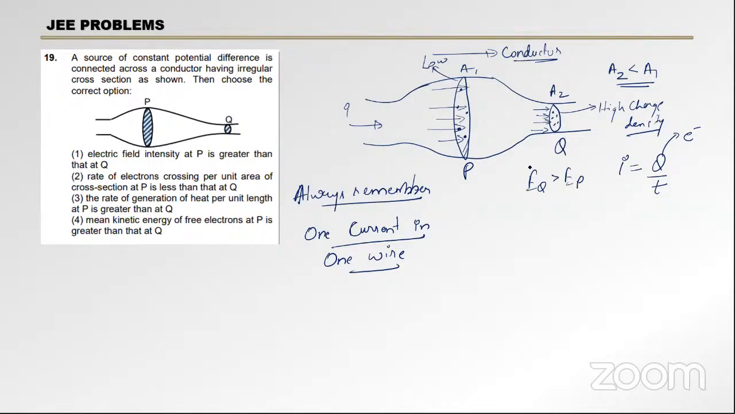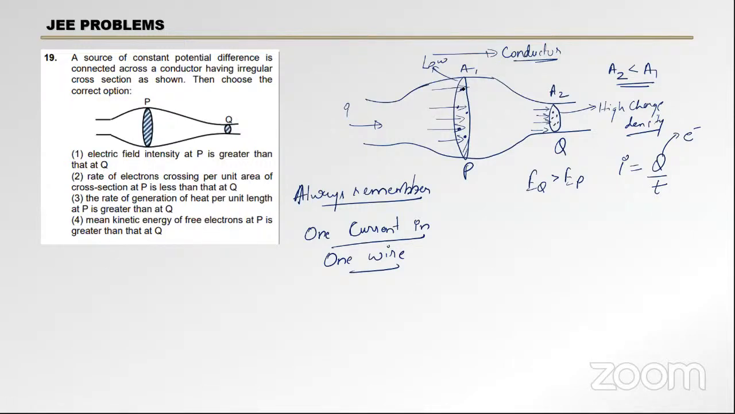By feeling I am telling, okay, the calculation is there in the notes, in the answer sheets which are provided to you. So first is true or false? First is false, I think. Okay, now let's come to the next one. Rate of electrons crossing per unit area. So how many electrons are crossing per unit area at P is less than Q, right?